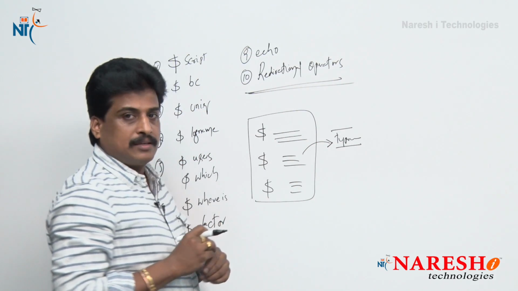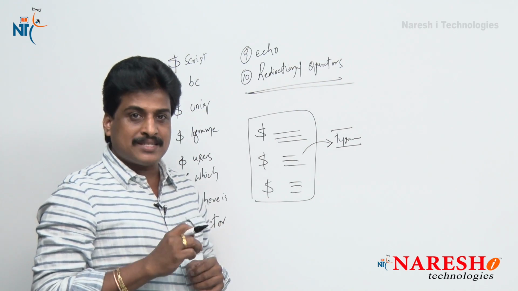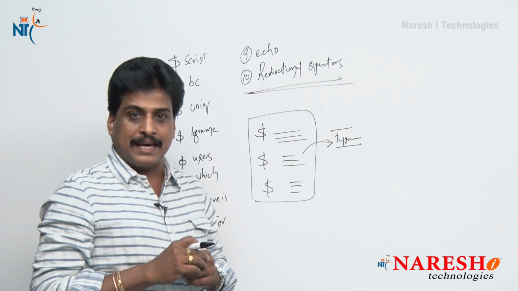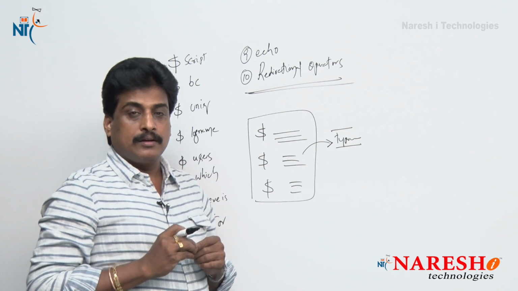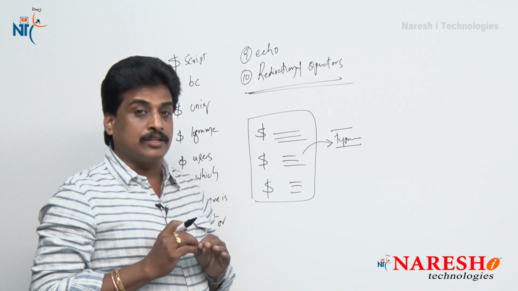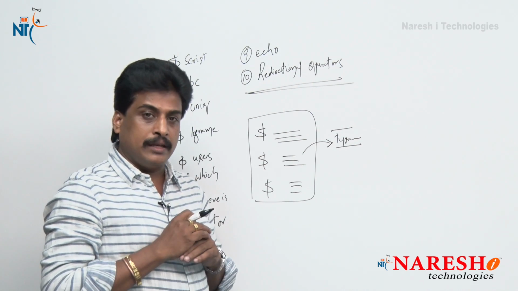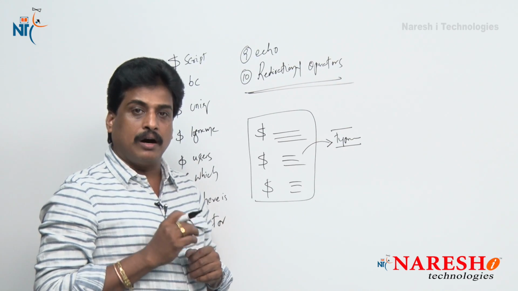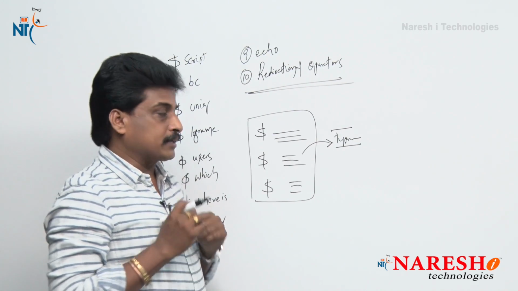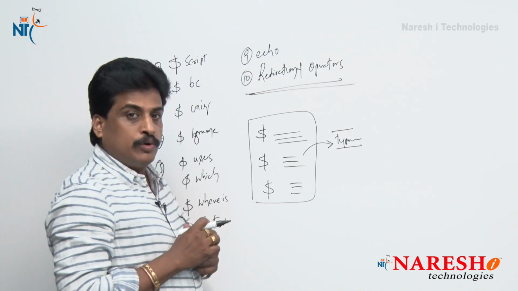Second one, bc. bc is nothing but base conversion. People call it the best calculator. It is an excellent command for calculations. It can do any kind of mathematical calculations. Base conversion or best calculator. Practically we can observe. Next, uniq.